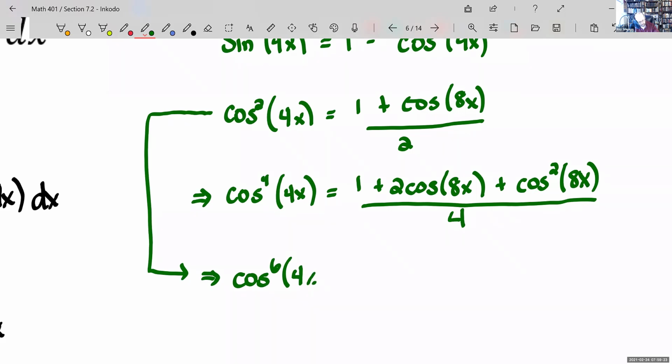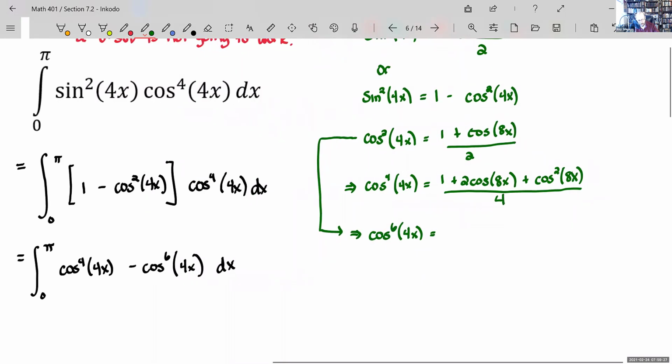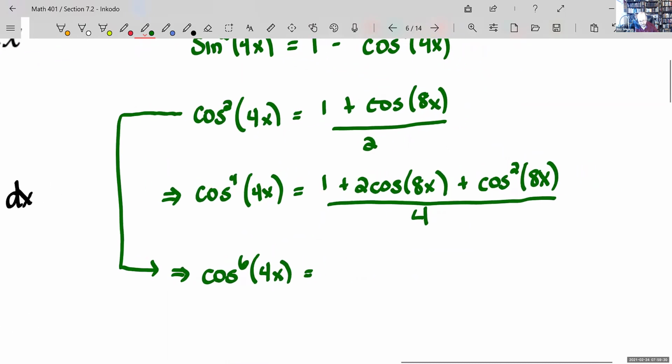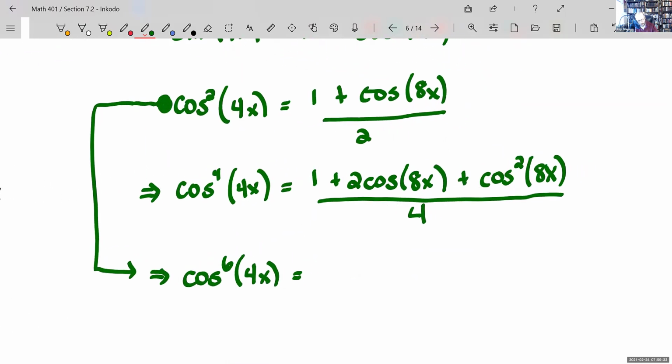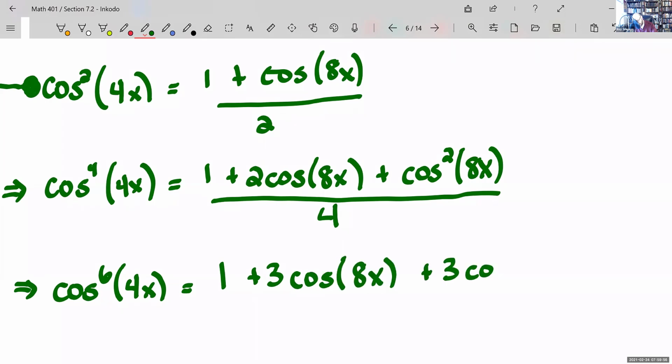Let me double check. Yeah, that's cosine to the 6th, cosine to the 4th, cosine to the 6th. Yeah. So I'm going to cube both sides of this guy right here to arrive at cosine to the 6th. When you cube, you'll hear me say it very often, I already did this to my Calc 1 students, but I use Pascal's triangle to cube things out very quickly. So if you see me write something like this, and you're wondering how I get it, it's from Pascal's triangle.